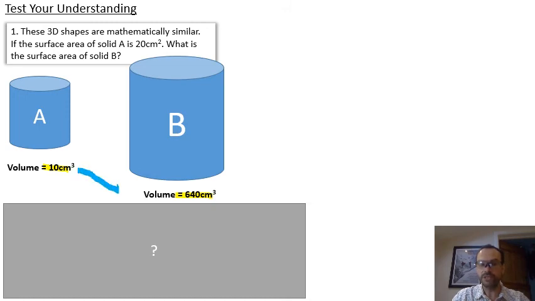We know the scale factor for the volumes. So from the volume information, we're going to work out the length information, and then we're going to work out the area information. So it's volume to length to area.